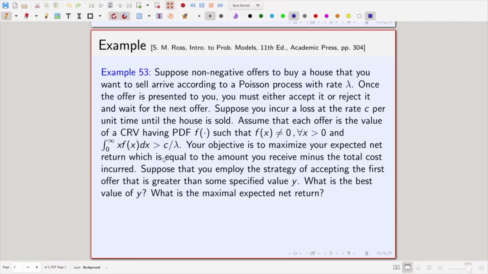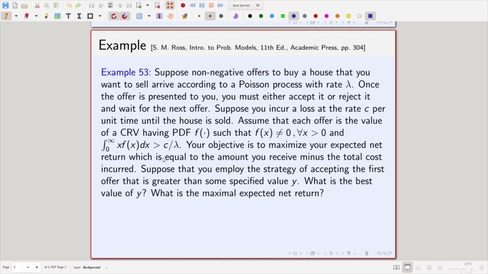The problem is quite long, so let us read it carefully. Suppose non-negative offers to buy a house that you want to sell arrive according to a Poisson process with rate lambda. Once an offer is presented to you, you must either accept it or reject it and wait for the next offer. So, you want to sell a house, and offers are coming for buying that house.